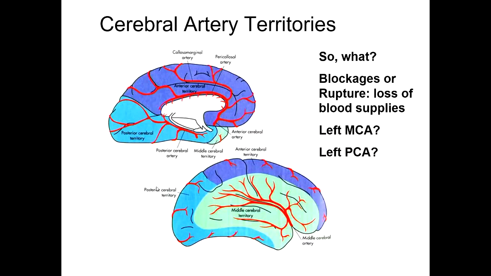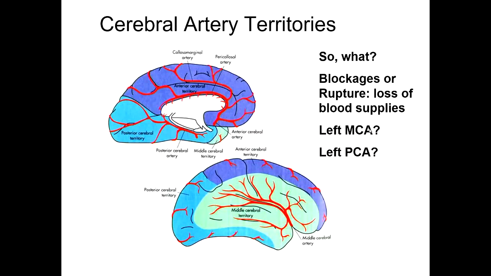Here we're looking at the right cerebral cortex. Again, this is the front, this is the back, but now the lateral surface. So this is the region supplied by the anterior cerebral, this is the region supplied by the posterior, and this kind of greeny colour is the region supplied by the middle cerebral artery.